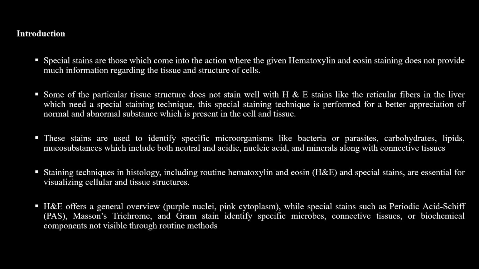The present cell and tissue. It identifies pigment and microorganisms like bacteria, parasite, carbohydrate, lipid, mucosubstances which include both neutral and acidic, nucleic acid, mineral, along with connective tissue. The special staining is essential with cellular tissue structure. Special staining is acidic, Masson, gram staining, chrome, specific microscopic connective tissue, biochemical compounds not visible through the protein method.